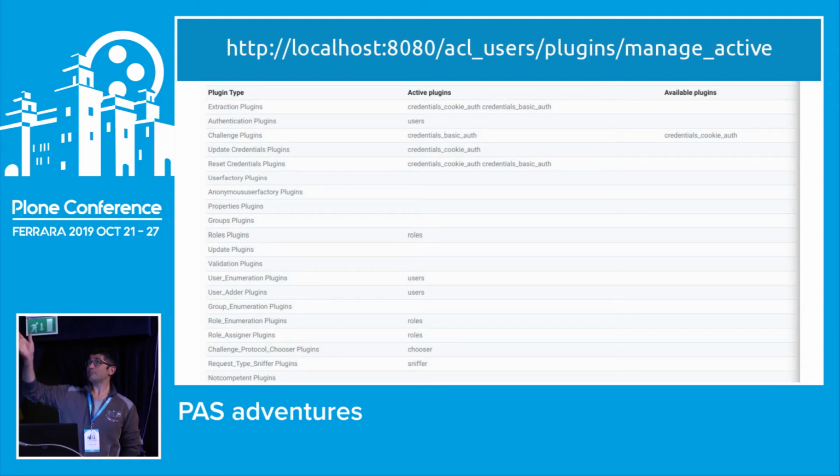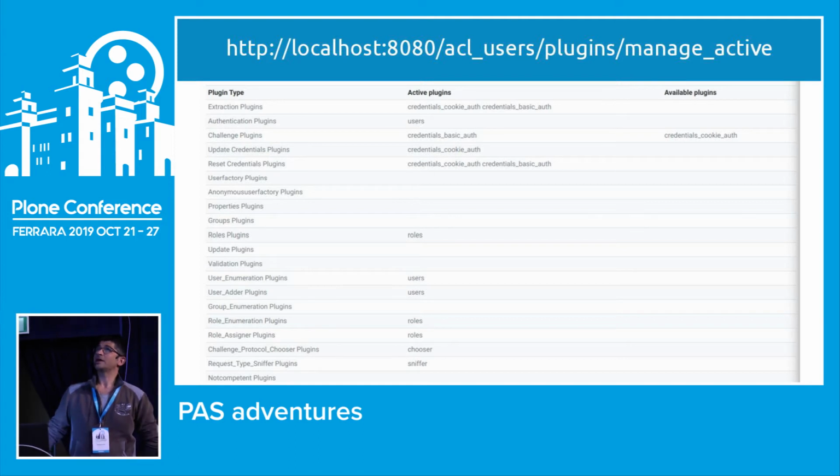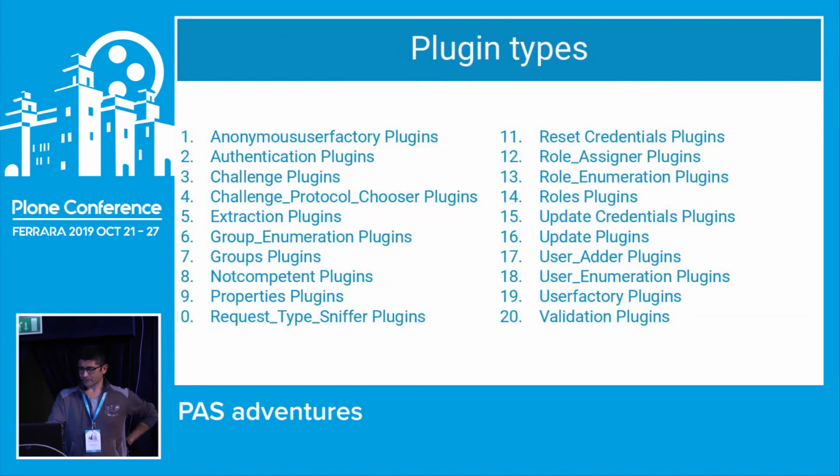You can even see that many plugin types have no plugin at all. That is because not everything needs implementation. You can start from a basic thing and then add more plugins later. So we have different plugin types. I will not go into the details, but the important thing that you can take away is that all those plugins interact with each other. So you can have multiple, as I said, multiple plugins for extraction that interact with multiple plugins for authentication.